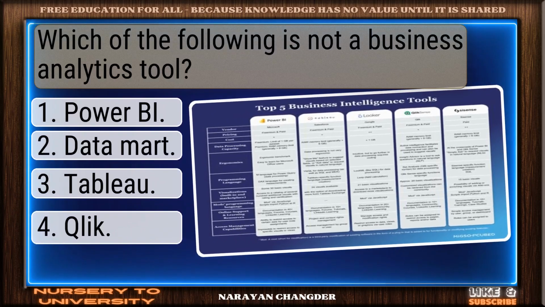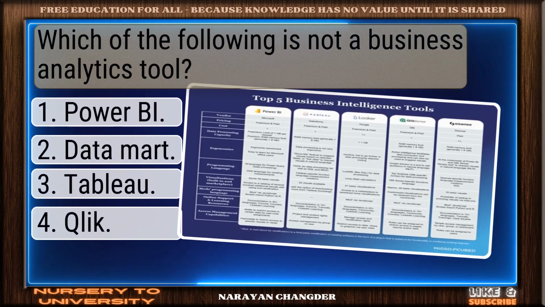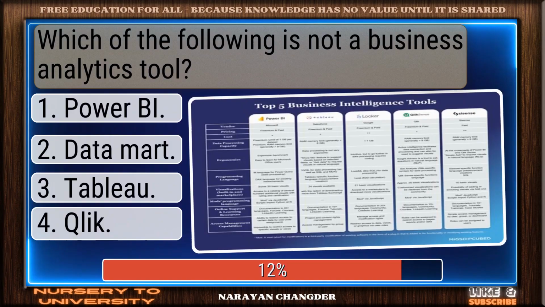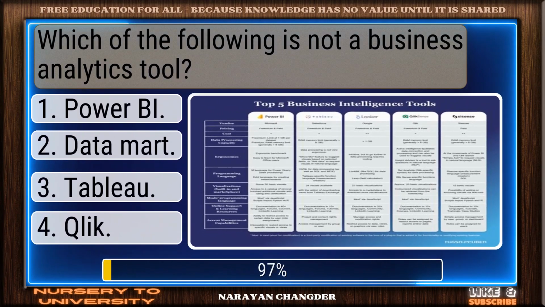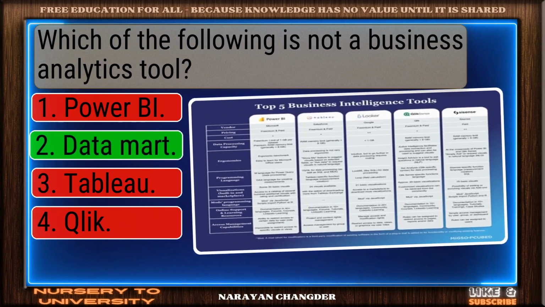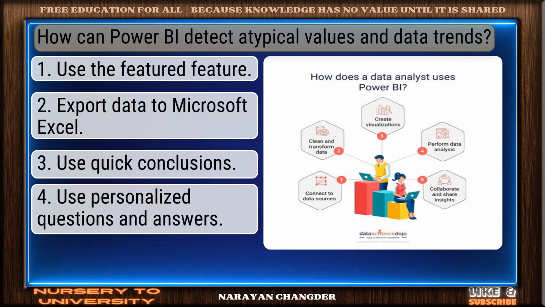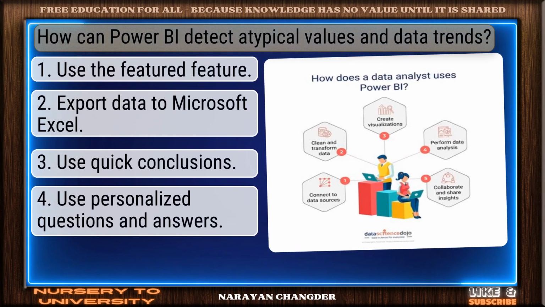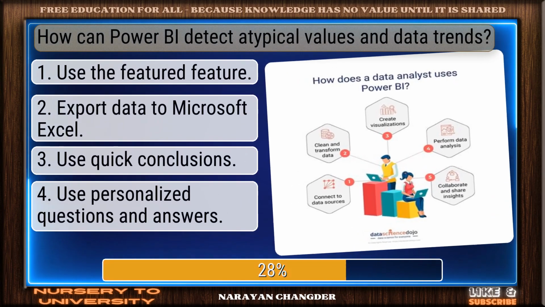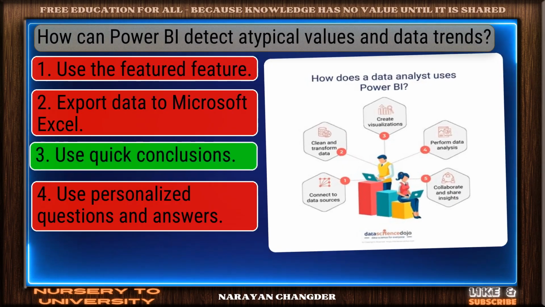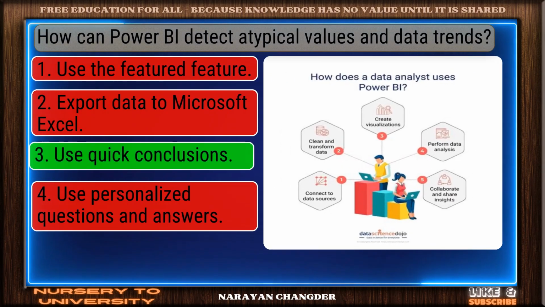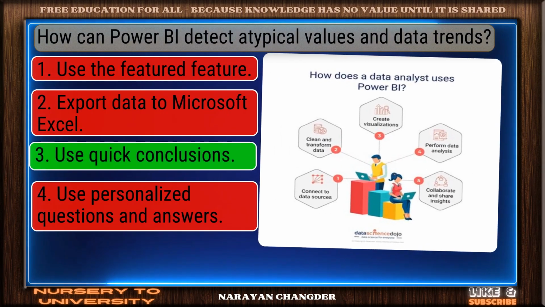Question number 1. Which of the following is not a business analytics tool? Nice work. You chose Data Mart, and it is correct. Question number 2. How can Power BI detect atypical values and data trends? Solid response. Use quick conclusions is a valid choice.